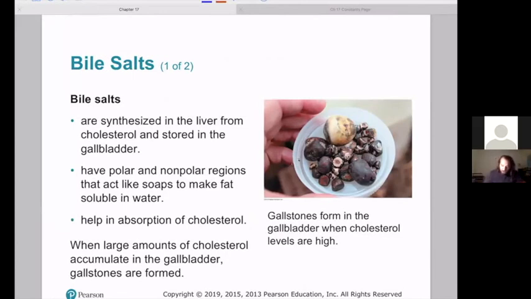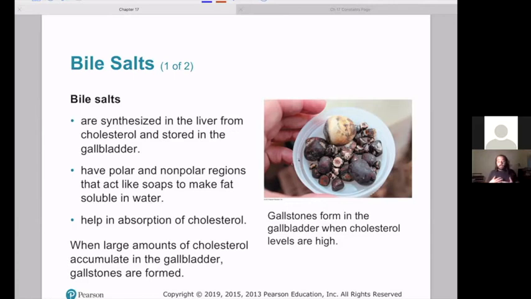Another important lipid derived from cholesterol is a bile salt. A bile salt is made in the liver and stored in the gallbladder. Importantly, it has a polar region and a non-polar region, and it's almost acting like a soap within the body. We talked about how soaps have a non-polar region and a polar region. When you're washing your hands, the non-polar region buries into all the dirt and gook, and then the polar region is what allows it to be carried by the water down the drain.